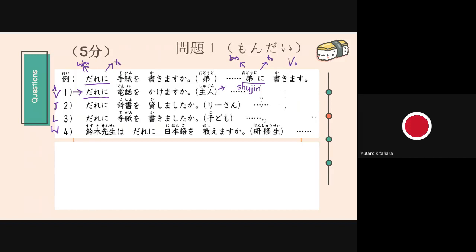So you should say it's similar. You should say shujin ni, then the verb. Denwa wo kakemasu. Okay? Means I call to my shujin. Anyway, you all know shujin is who or what? Anyone? Yeah, master. Oh, yeah, okay, master. Actually, it's husband.